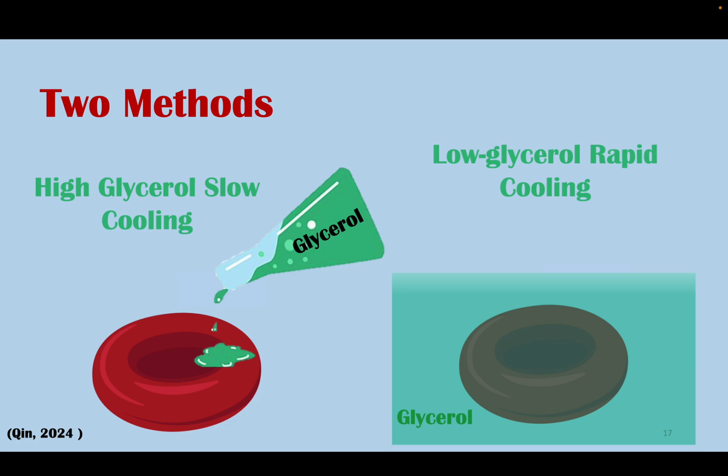The low glycerol rapid cooling technique is done by suspending the red blood cells in a low concentration of glycerol, roughly 10 to 20% concentration. Then they are rapidly frozen by immersing them in liquid nitrogen.